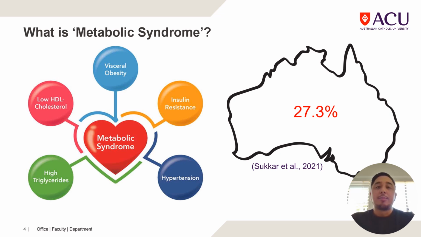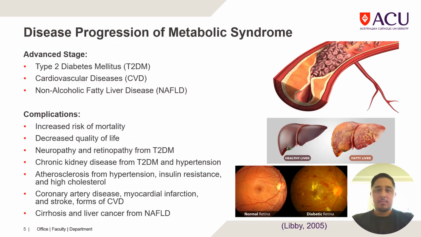Due to rises in obesity, poor eating habits, and sedentary lifestyles, there has been a rise in the incidence of metabolic syndrome. In Australia, it is estimated that 27.3% of the population may be affected. If left unmanaged, the metabolic syndrome may result in the progression of other diseases.